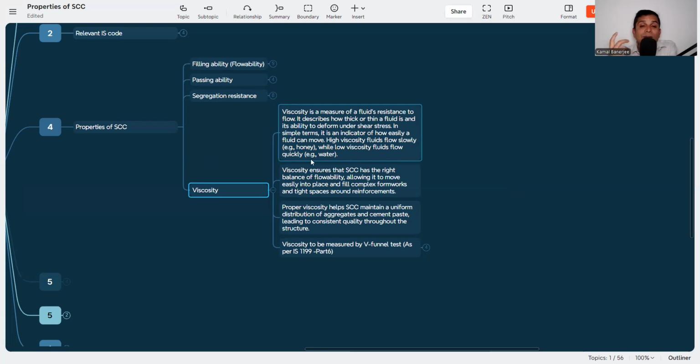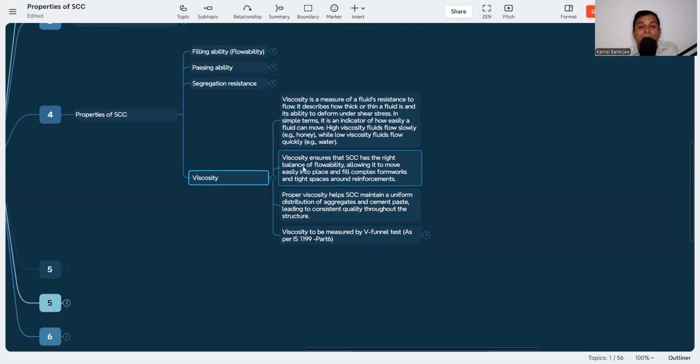Now, in our case, it is concrete. We need to know what my viscosity will be, and according to that, we need to do the mix design. So how can we determine my viscosity? That is as per the requirement of the project. Viscosity ensures that SCC has the right balance of flowability, allowing it to move easily into place and fill complex formworks and the space around the reinforcement. Proper viscosity also helps SCC maintain a uniform distribution of aggregates and cement paste, so there will be no segregation if the viscosity is proper.